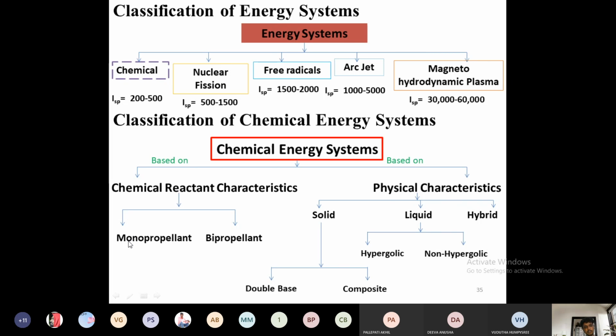So these bipropellants are frequently used in rocket propulsion systems. Now these bipropellants are very popular in the rocket industry. Then based on the physical characteristic, the further classifications are solid, liquid, and hybrid. Now further, these solid propellants have been classified as double base and composite.